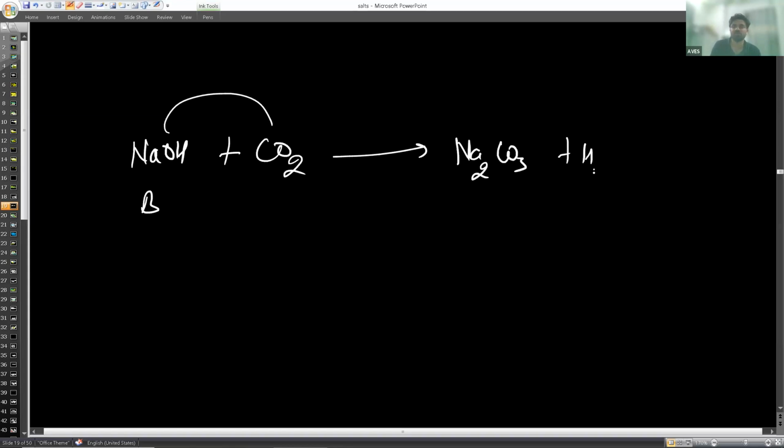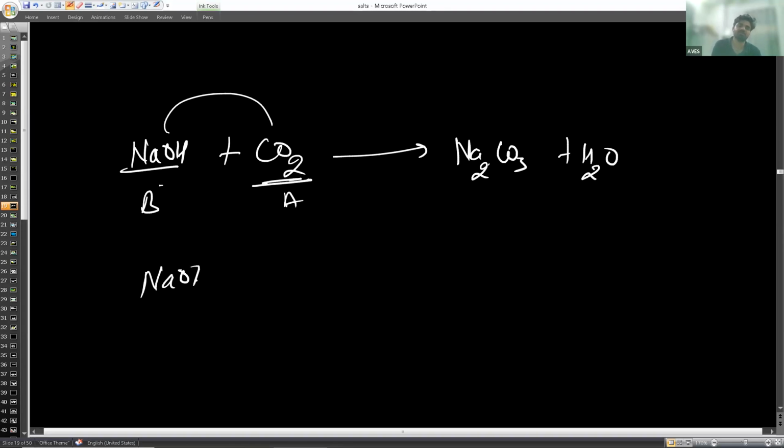So CO2. CO2 is an acidic oxide. When it is treated with NaOH, what will it give you? Na2CO3 plus H2O. Why? Because NaOH is a base and CO2 is an acid, and when an acid reacts with a base, it gives you salt plus water.